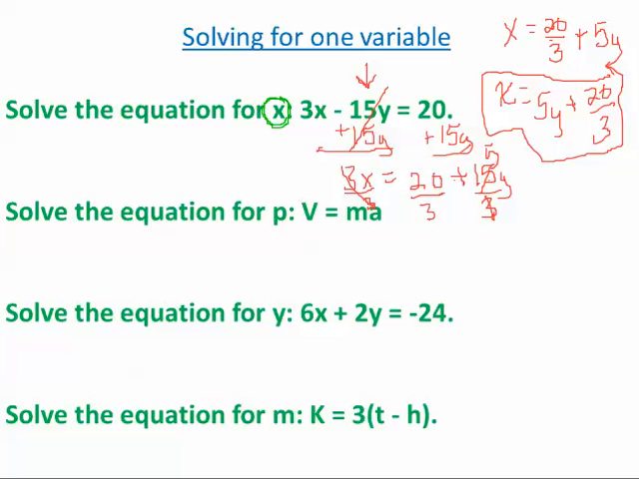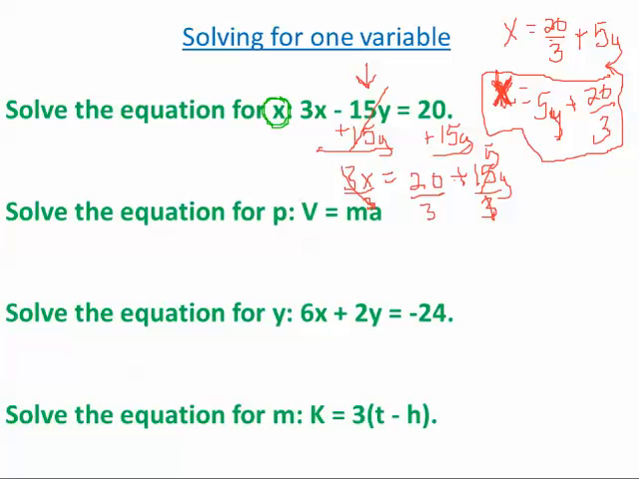We have now solved for x. X is by itself in terms of y. We don't know the number for x, but we know it in terms of y. If we knew y, we would be able to find it. Let's try that again for this one.